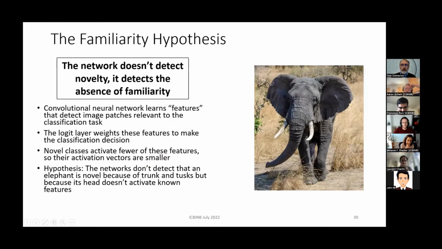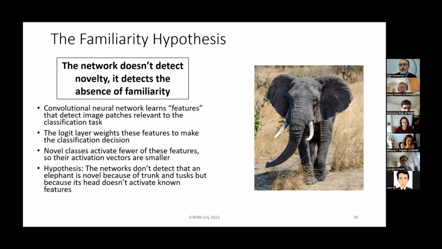So this led Alex and me to come up with something we call the familiarity hypothesis. The hypothesis is that these networks are not actually detecting novelty. They're detecting the absence of familiarity. If we think about what a convolutional neural network is learning, it's learning feature detectors that detect image patches that are relevant to the classification task, and then the logit is weighting those features to make the classification decision. The hypothesis is that objects that belong to novel classes just activate fewer features, because fewer of these learned patches are present in the image.